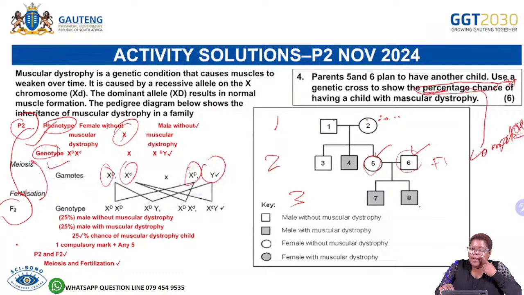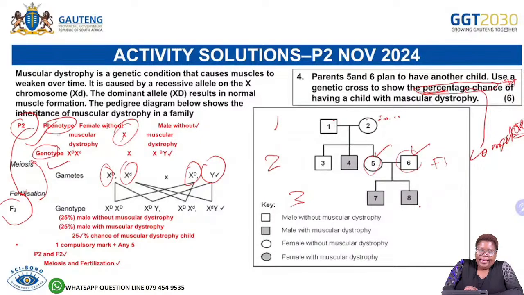The question says, show the percentage chance of having a child with muscular dystrophy. It means your final answer where you show the percentage is a compulsory mark. So you need to have those 3 free marks. I'm saying they're free because it's simple to get. And if you don't answer the question, obviously you're going to lose out on the 5 marks because you did not show the final answer, right?